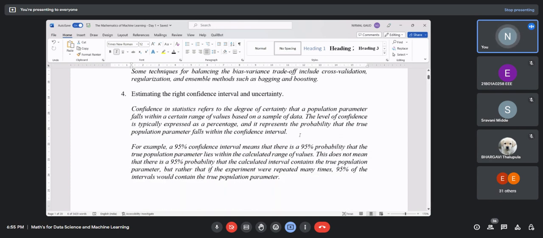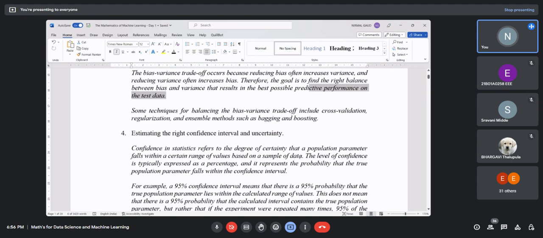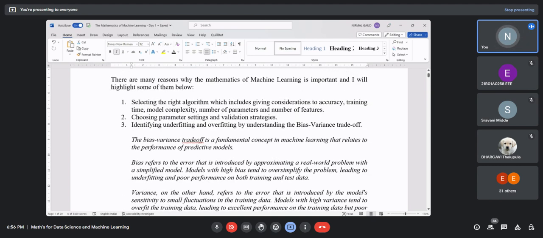All right, your next point is estimating the right confidence interval and uncertainty. Why are we understanding these points? These points are based upon your maths and statistics, and they are used in model development. That's why I told you that maths and stats are the foundation of machine learning and data science.